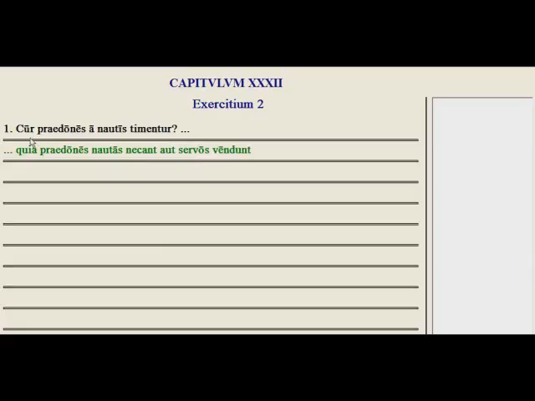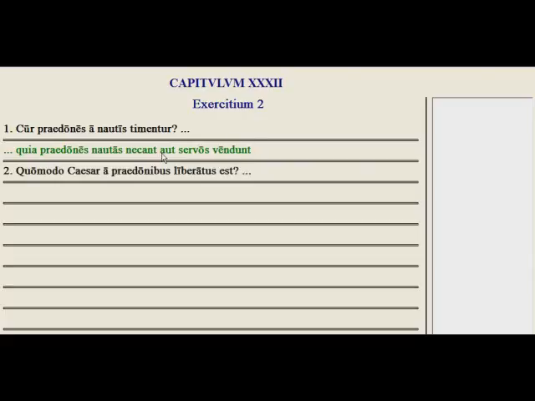So again, as we get further in the chapters, you'll find that there are many answers that are good for these questions. And when you're done answering it in your way, after you hear Orberg's way, cover up the answer again and see if you can produce the same sentence. Quia praedones nautas necant et servos vendunt, or aut servos vendunt.